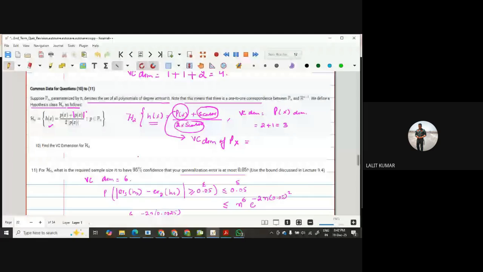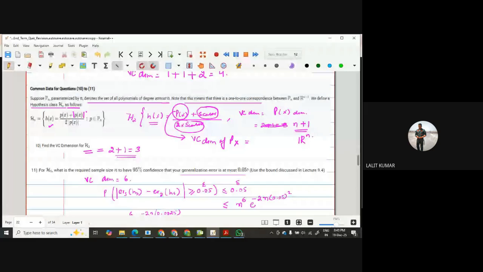Now we know that p(x) lives in R^(n+1). So the VC dim will be n+1 if it is in n dimension in this case, because there is a bias. So find the VC dimension of H2. So the H2 VC dimension is 2 plus 1, which is equal to 3. Okay.